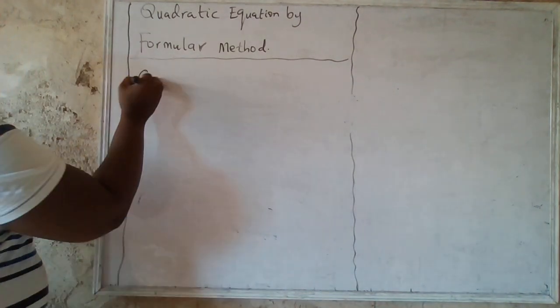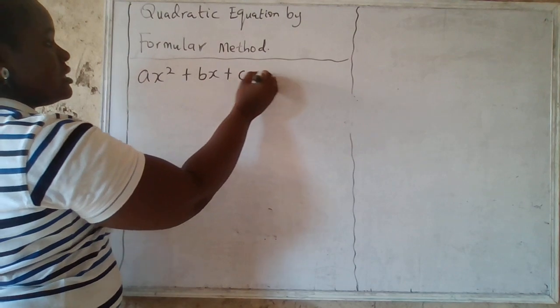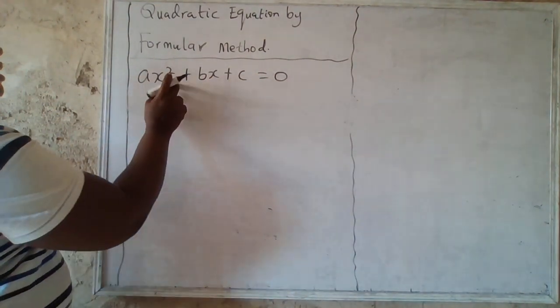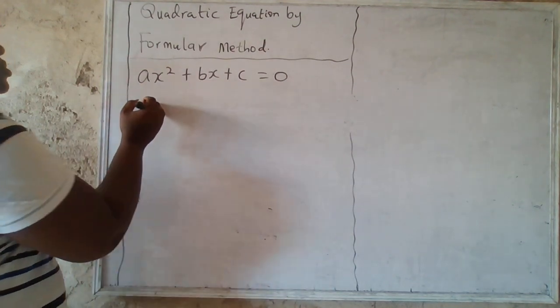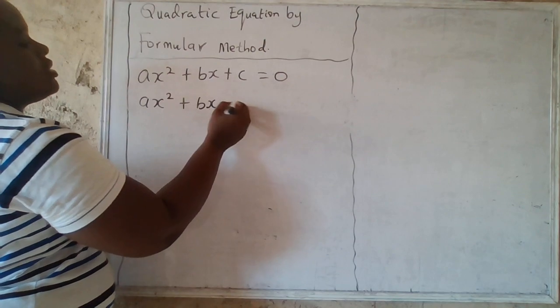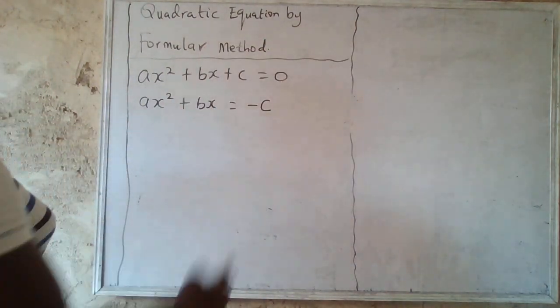Now, let us consider the general form of a quadratic equation, ax squared plus bx plus c equal to 0. Let's apply the completing the square method to this. So to do that, we have ax squared plus bx equals minus c. Are you with me? Because c is going over to the other side.